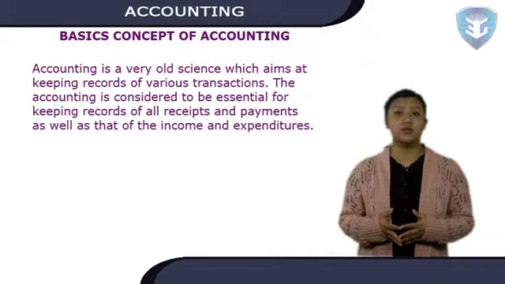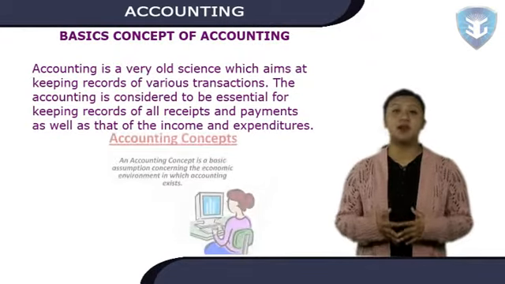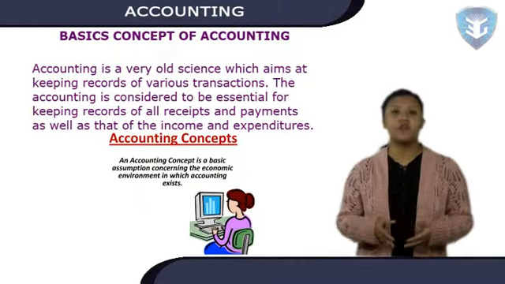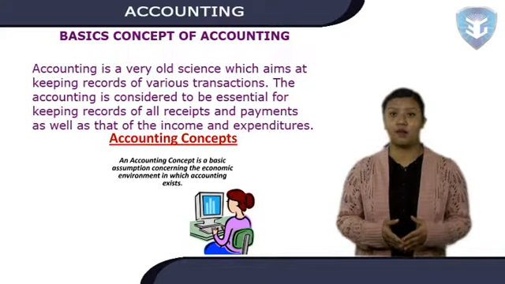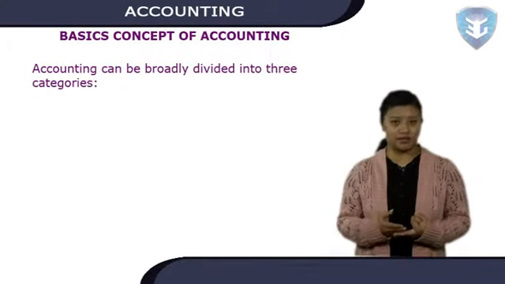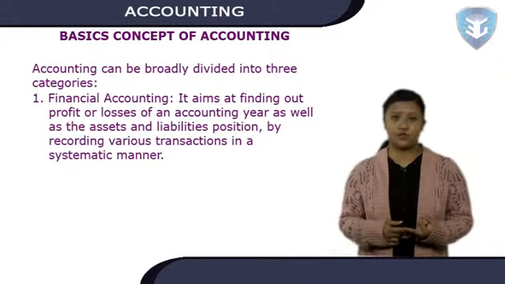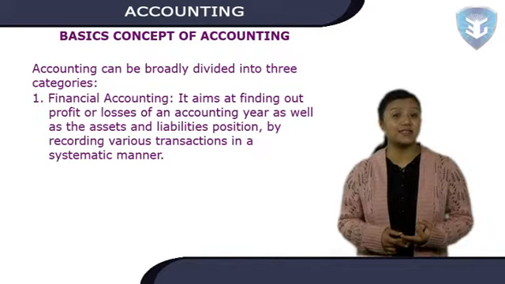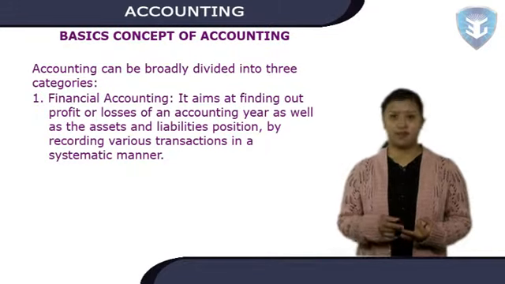Accounting is a very old science which aims at keeping records of various transactions. Accounting is considered to be essential for keeping records of all receipts and payments as well as that of the income and expenditures. Accounting can be broadly divided into three categories. Financial accounting. It aims at finding out profit or losses of an accounting year as well as the assets and liabilities position by recording various transactions in a systematic manner.